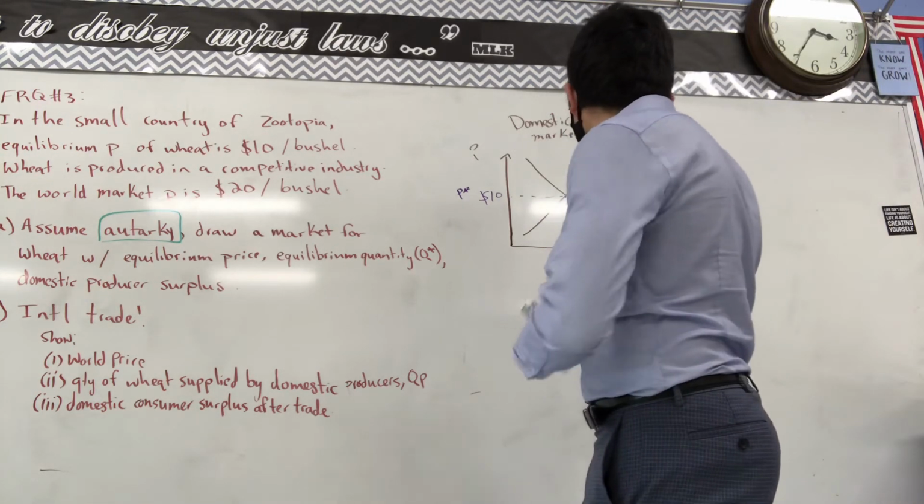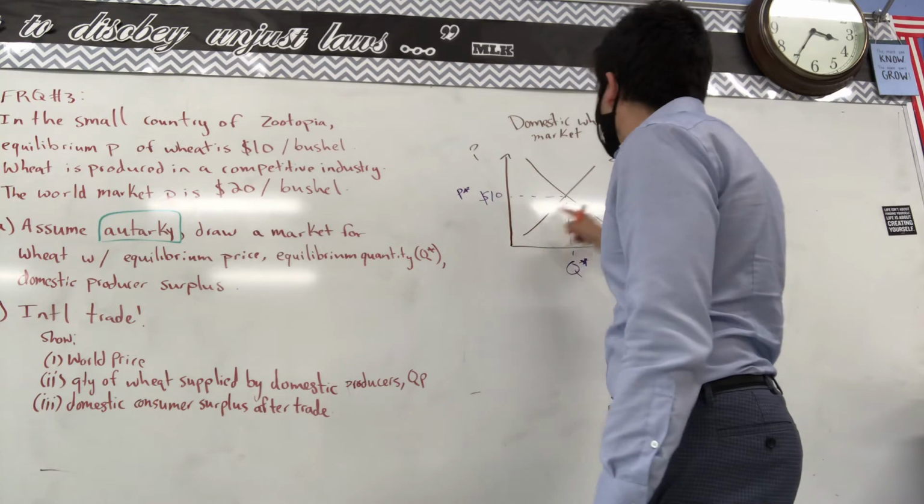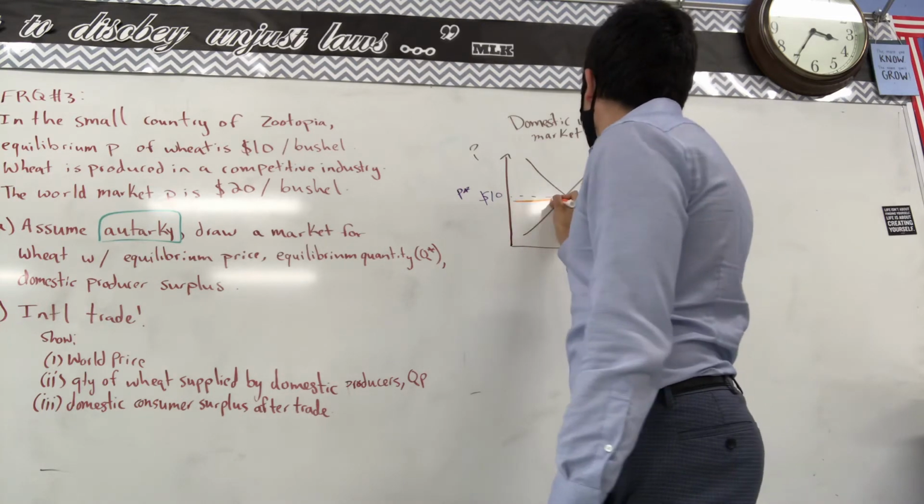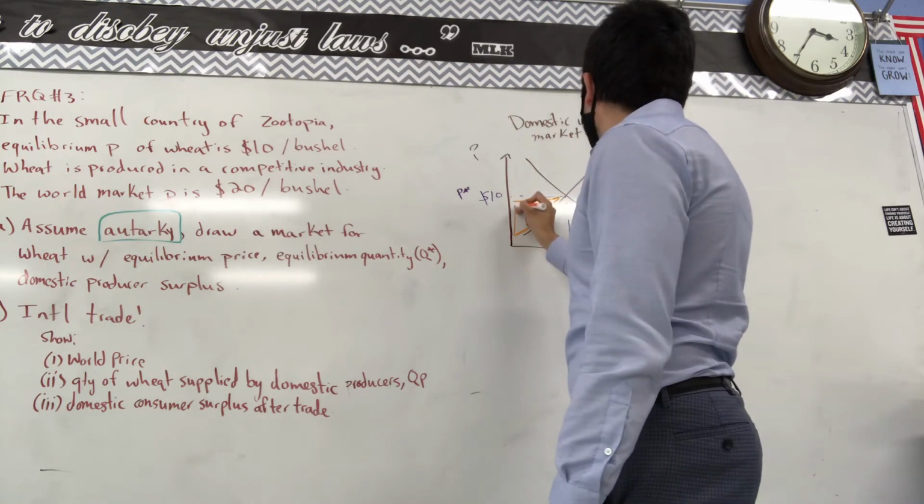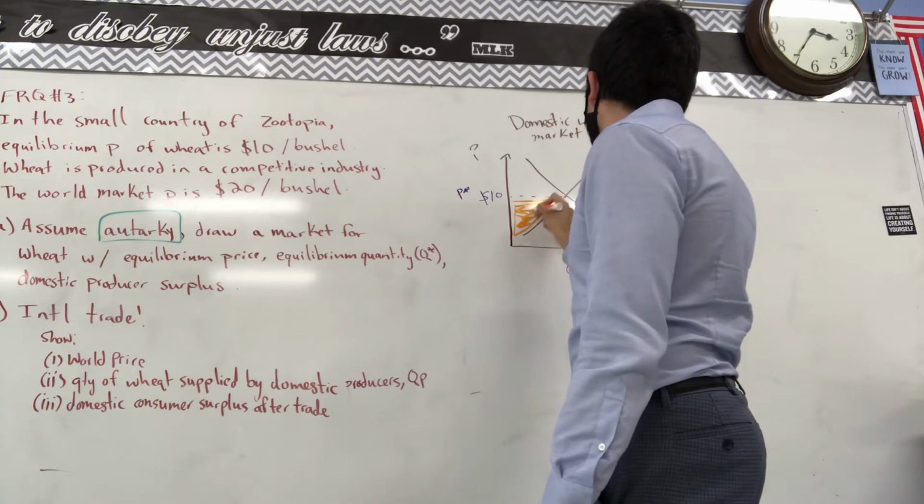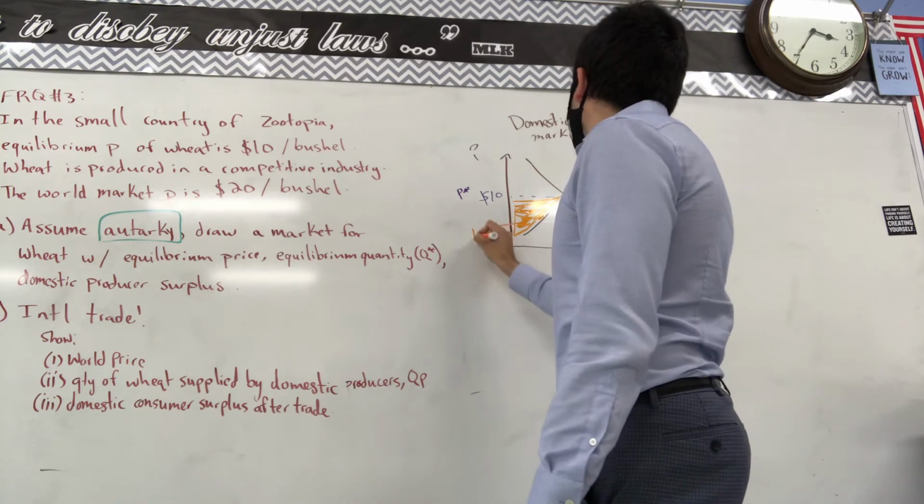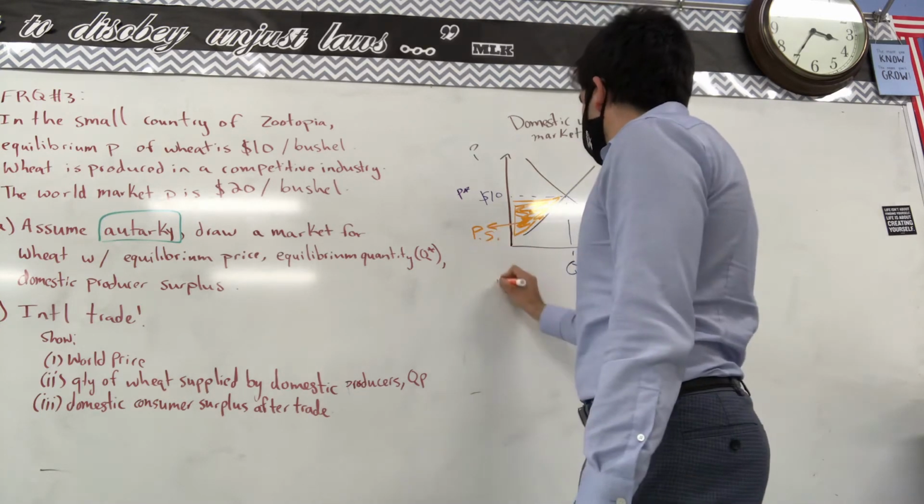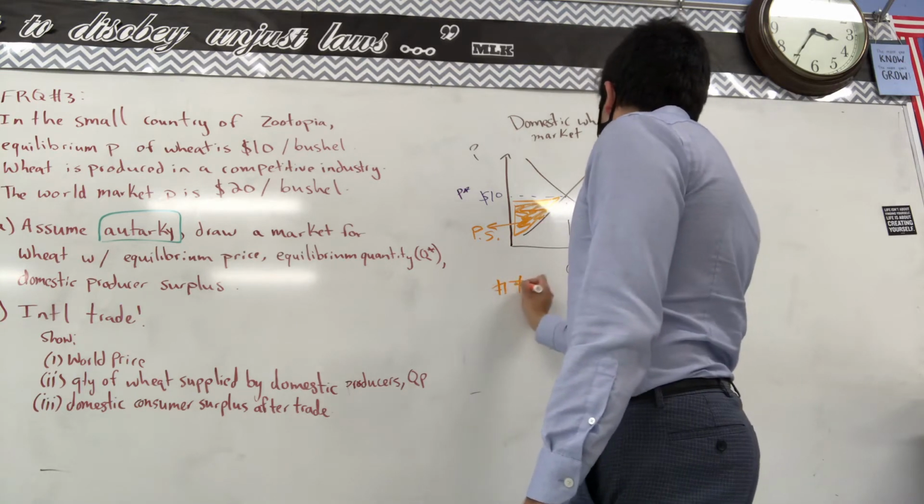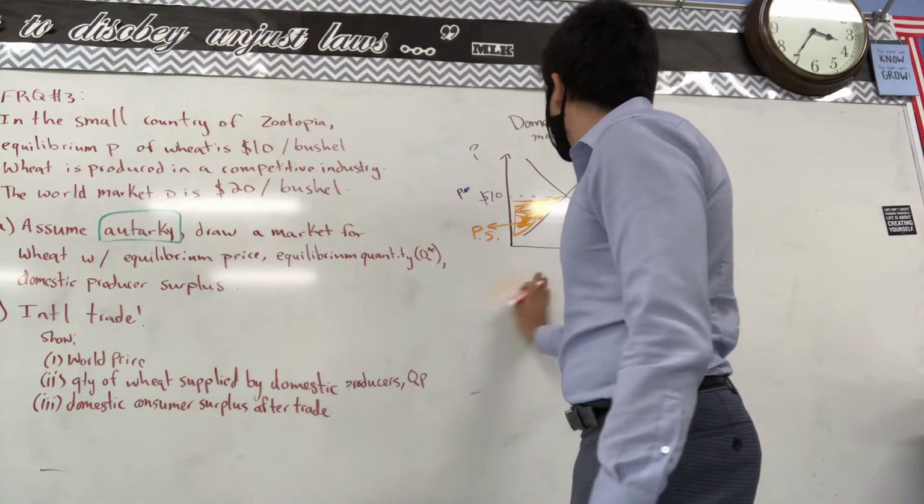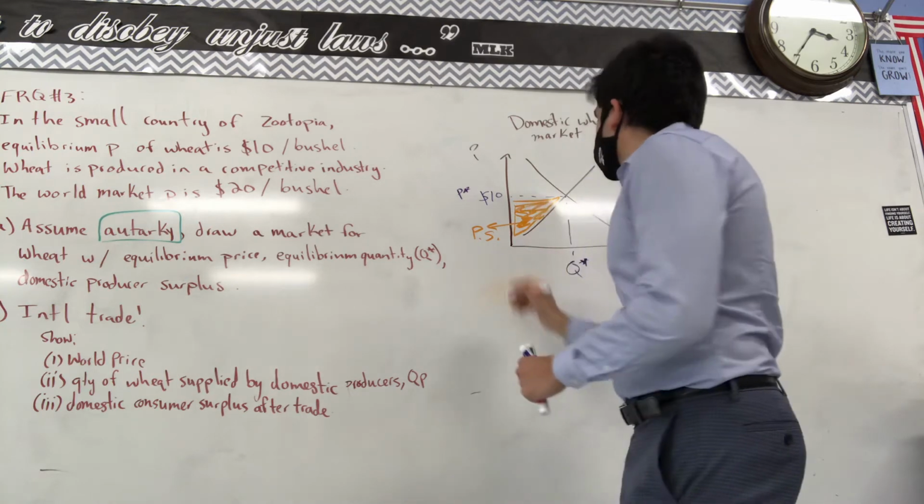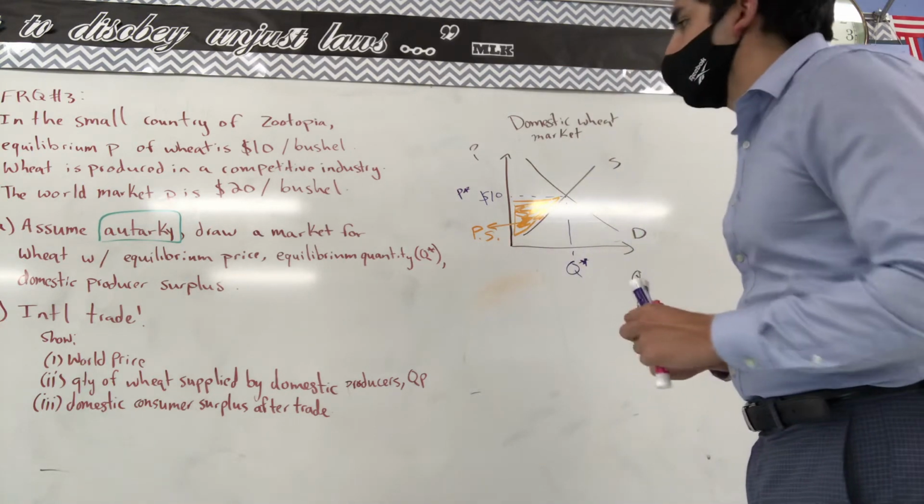Then I think it asks us to draw producer surplus, right? We've drawn this so many times. It's everything above the supply curve and beneath the price. I'm going to label this in orange. On the exam, you would just shade it in or draw some sort of pattern, whatever you want to do, and label that. This will be producer surplus, and then we're done with part A.